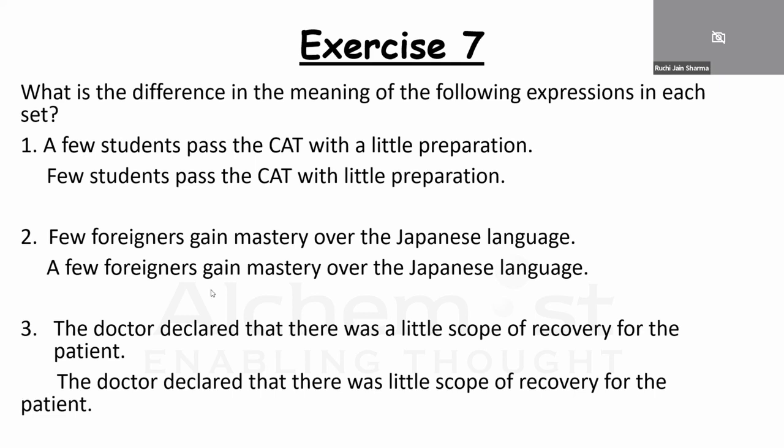Then the doctor declared that there was a little scope of recovery for the patient, and the doctor declared that there was little scope of recovery for the patient. A little scope, we have a positive sense. So the doctor is a little positive in the first sentence. When he says a little scope, that means some chances hain uski recovery ke. Whereas in the second sentence, the chances of his recovery are very remote, hardly any scope of recovery. ठीक है ना? So ये please याद रखिएगा, a few and few, little and a little, right? These are important.